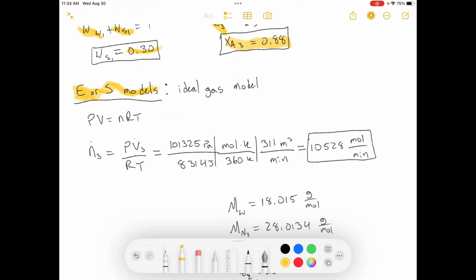Okay, so this is our equation of state. This is our equation of state model. We're going to use the ideal gas law.